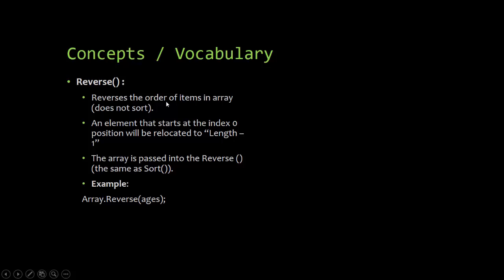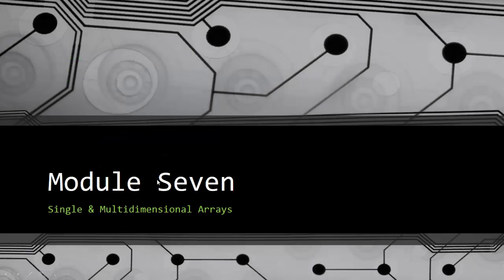Next is the reverse method. The reverse method essentially reverses the order in the array. It does not sort. It just takes the one that's first and makes it last. An element that starts at index 0 would be relocated to length minus 1. And it's passed the same way the sort method is. We have Array.Reverse, and inside the parameters, again, you put the name of the array, and in our example, we use ages.